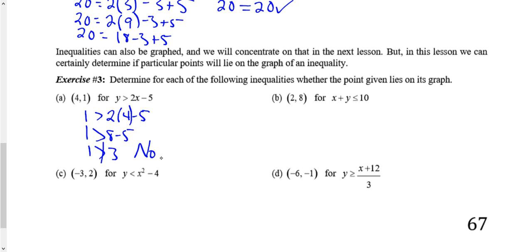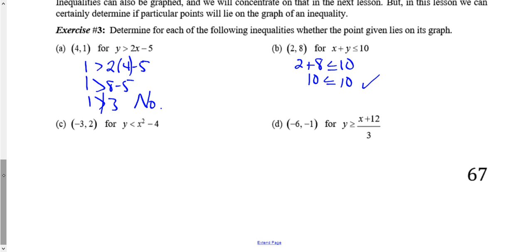Let's try B. It should be pretty simple, right? What goes in for the x? 2. Plus 8 less than or equal to 10. Is 10 less than or equal to 10? Yeah. It is, so it's a solution. Now, hey, what if it was just x plus y less than 10? Would this be a solution? No, right? This 10 is not less than 10. Need that equal sign there.